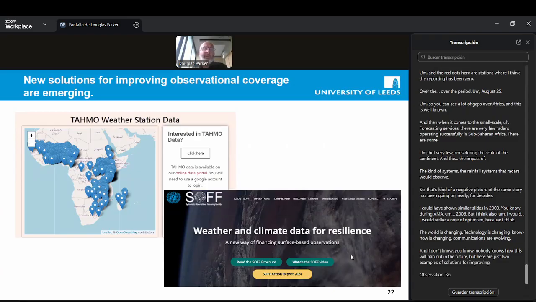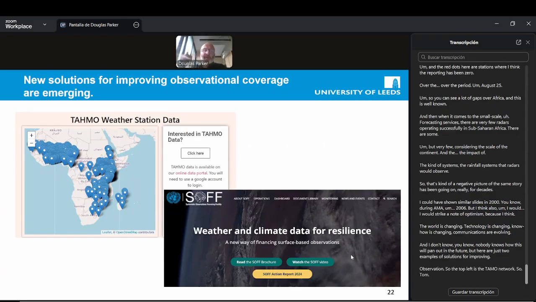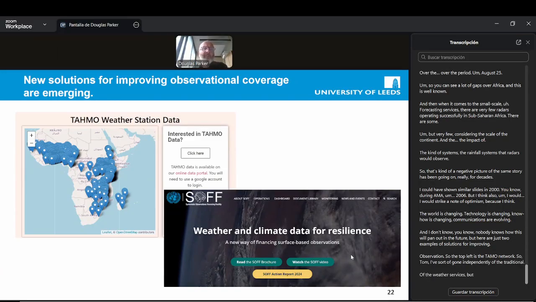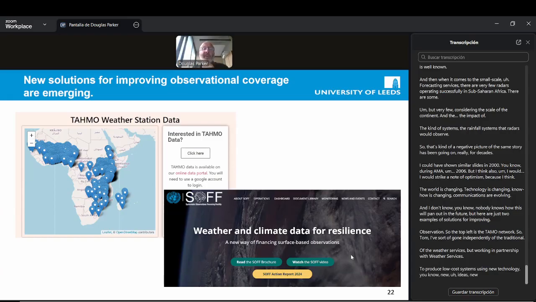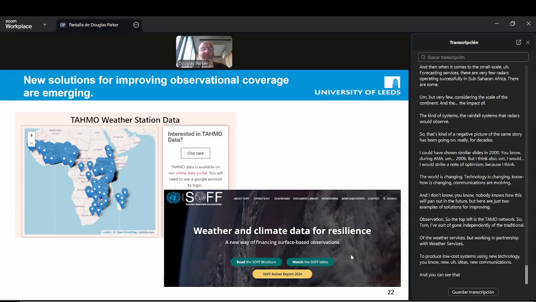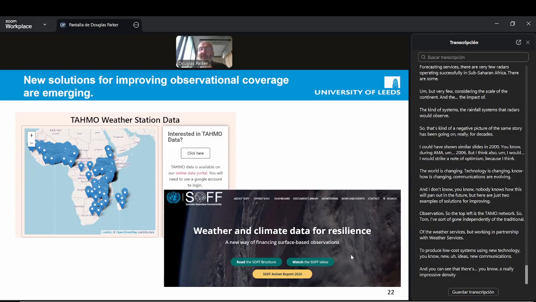So the top left is the TAHMO network. So TAHMO has gone independently of the traditional weather services, but working in partnership with weather services to produce low-cost systems using new technology, new ideas, new communications, and you can see that there's a really impressive density of stations in some areas.